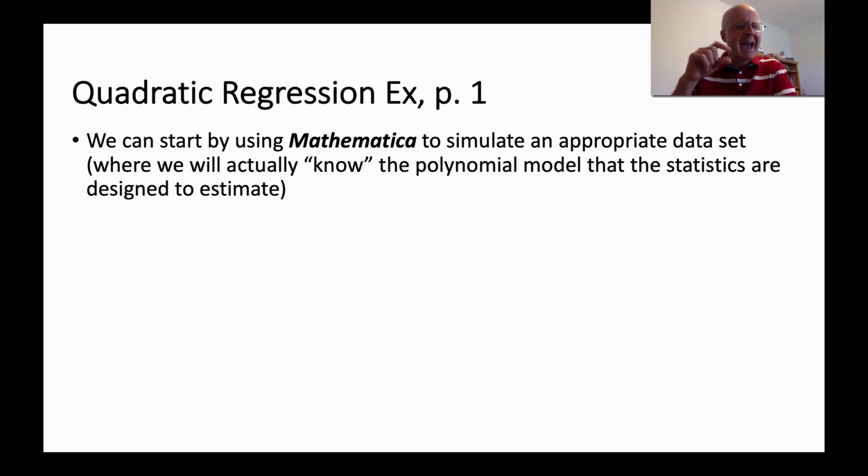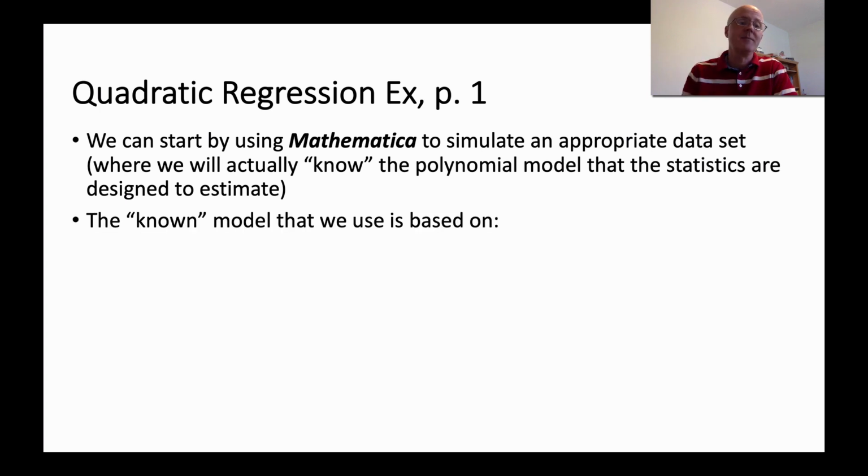And then we're going to add in some randomness to represent the residuals, so to speak, above and below the regression parabola in this case. That's why it's a quadratic regression, because the graph is going to be a parabola, a quadratic function. The known model that we use is based on just something I picked somewhat randomly.